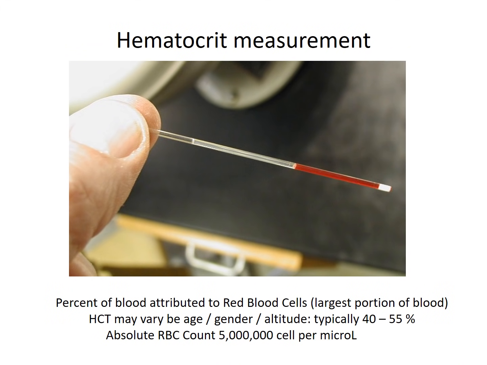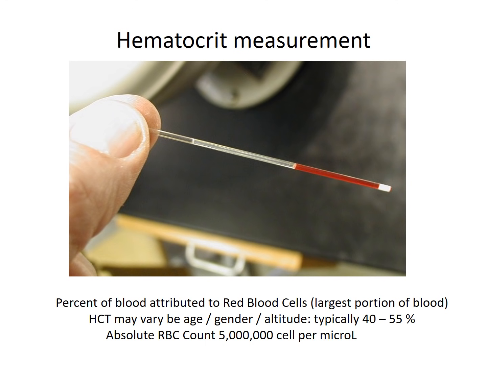The hematocrit, you have all seen hematocrit values. The hematocrit is the percent of blood attributed just to red blood cells. And again, red blood cells make up the largest portion of blood. Hematocrit varies by age, by gender, by altitude. Typically, if you live at a very high altitude area where oxygen tensions are lower, you tend to have a higher hematocrit. So an individual living in Denver, Colorado, is probably going to have a higher hematocrit than an individual living, say, in Miami, Florida, right at sea level.